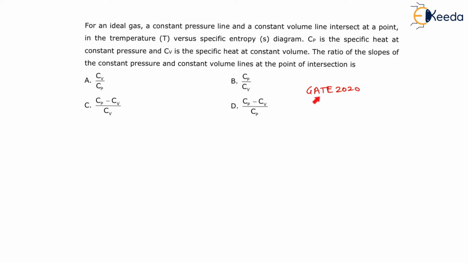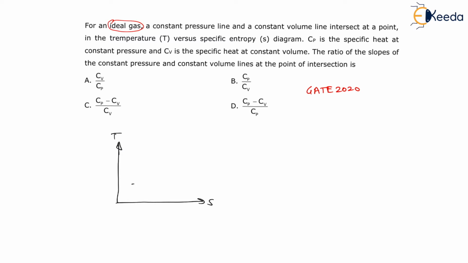Now, the next question was also asked in GATE 2020. This question is, for an ideal gas, again they have mentioned here ideal gas, that is, ideal gas equations are valid. The constant pressure line and constant volume line intersect at a point in a temperature versus entropy diagram. Let us say we have one temperature versus entropy diagram. On this diagram, we have a constant volume line and a constant pressure line, and they are saying that they intersect at a point.